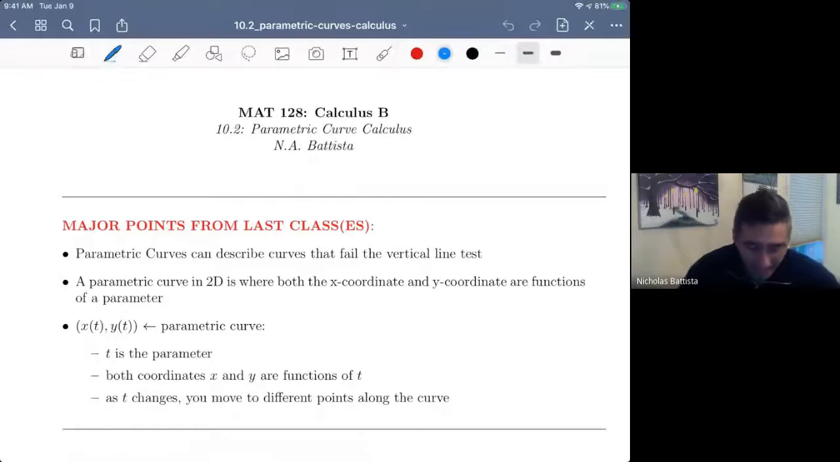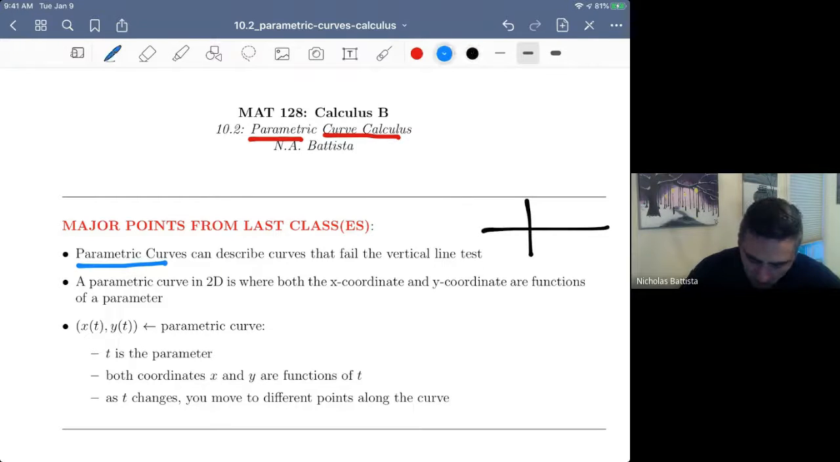So in particular today, like I said before, we're going to go over the basics of some parametric curve calculus. And just to remind ourselves where we're coming from, a parametric curve we use to describe curves that basically failed the vertical line test. So this is kind of how we motivated why parametric curves might be a useful thing to start thinking about, especially since we could start investigating curves, things like spirals and other complicated curve shapes like that.